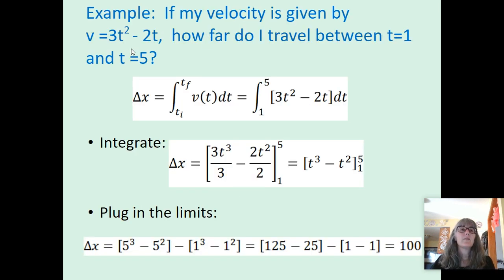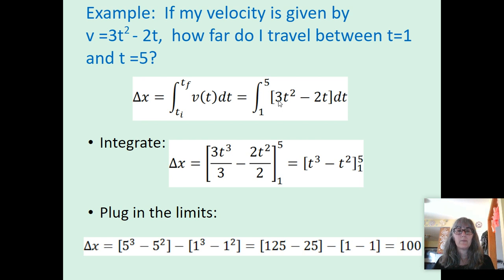My velocity is given by 3t squared minus 2t. How far do I travel between t equals 1 second and t equals 5 seconds? So I'm going to be integrating from my initial time to my final time of that velocity function, dt. So I'm going from 1 second to 5 seconds. My function is this, so 3t squared minus 2t, and then the dt just tells me that I'm integrating over time. So now I have to work backwards.